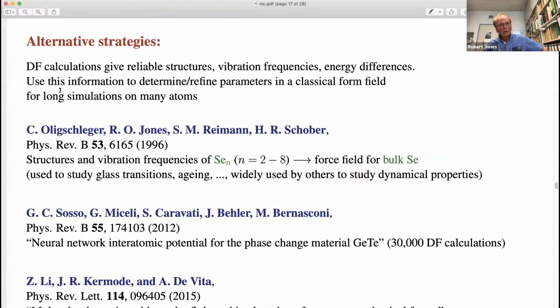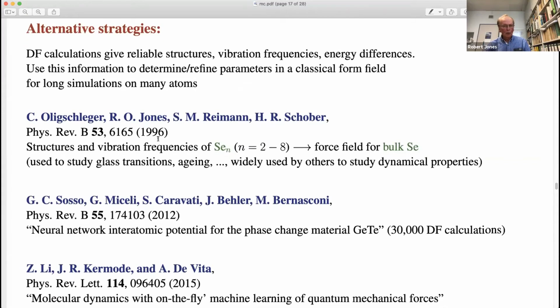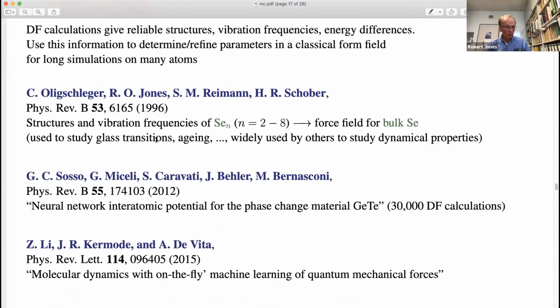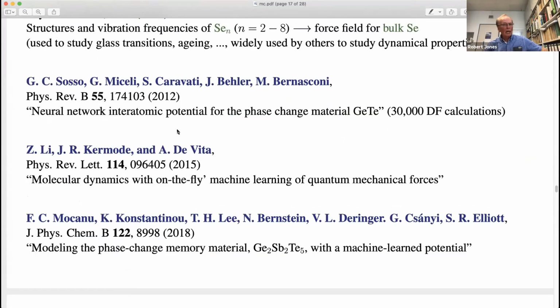People view density functional calculations as giving reliable structures. Maybe we can use this information to get a good force field which we can use in classical calculations. Very early work was done here on selenium, and the force field that came out is still used. It's not as good, I would say, as many of the more modern ones. But there are other methods now. Of course, the field has gone on, with data mining, machine learning, and so on.